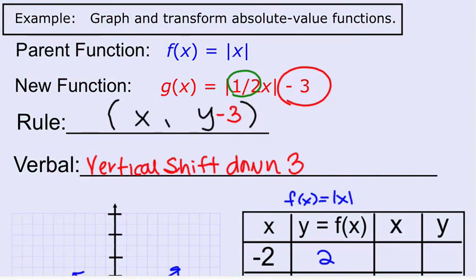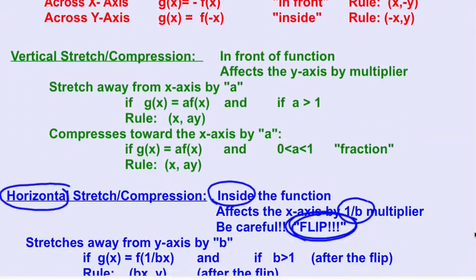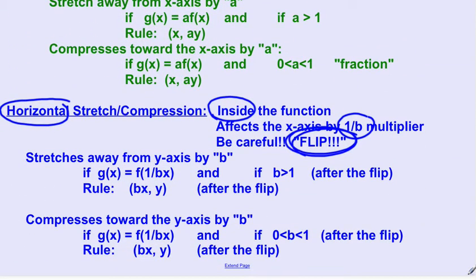So when we flip this guy here, 1 over 2 is the same thing as 2 over 1. So there is our b. Our b value is a 2. Our 2 is greater than 1. So if we come back to our chart, let's see what we have to do. Our b value is greater than 1 after the flip. So it's going to be a horizontal stretch.